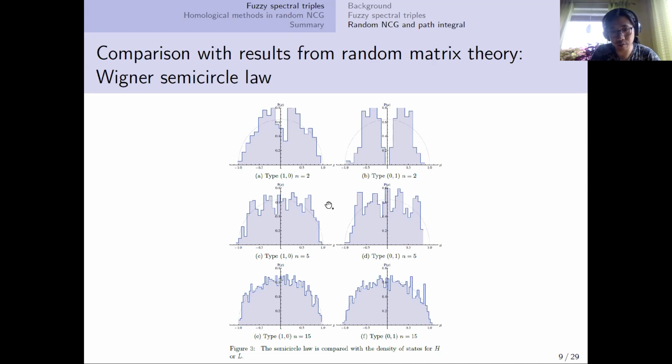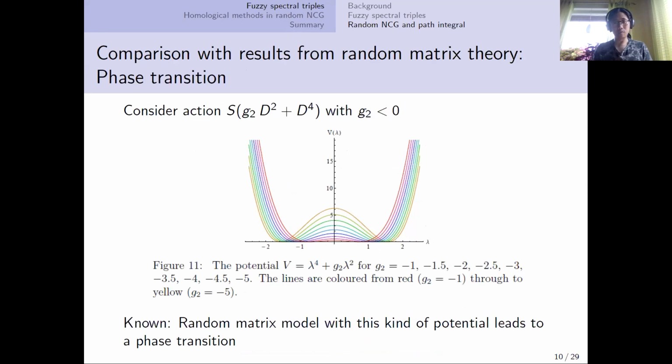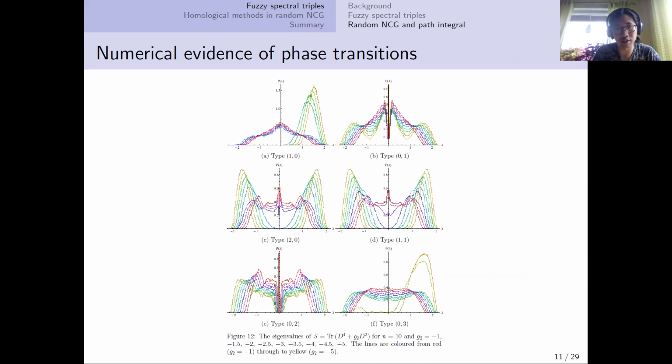So here we see that as the matrix size grows, it gets closer and closer to the form of a semicircle. And this is very nice. And also we have phase transitions. So if we look at an action of this form, a symmetry breaking potential kind of form, then it is known that random matrix models with this kind of potential exhibit phase transitions. And indeed, it's also the case for random NCGs.